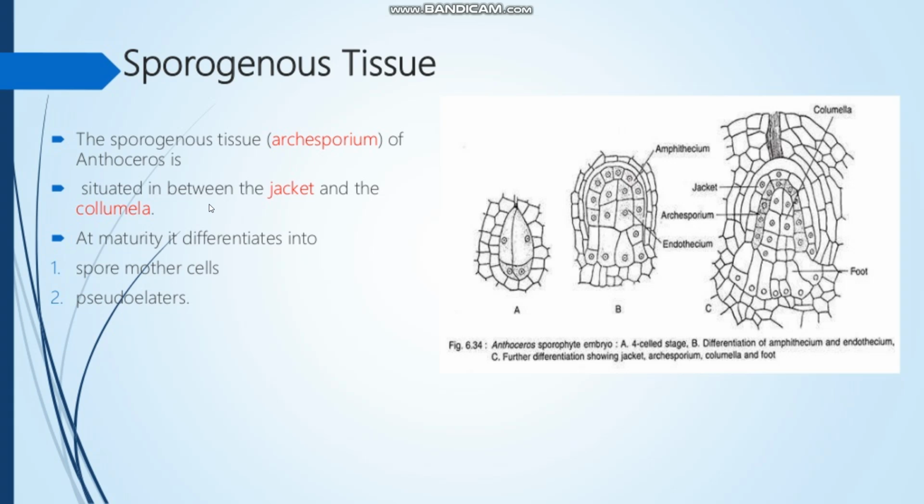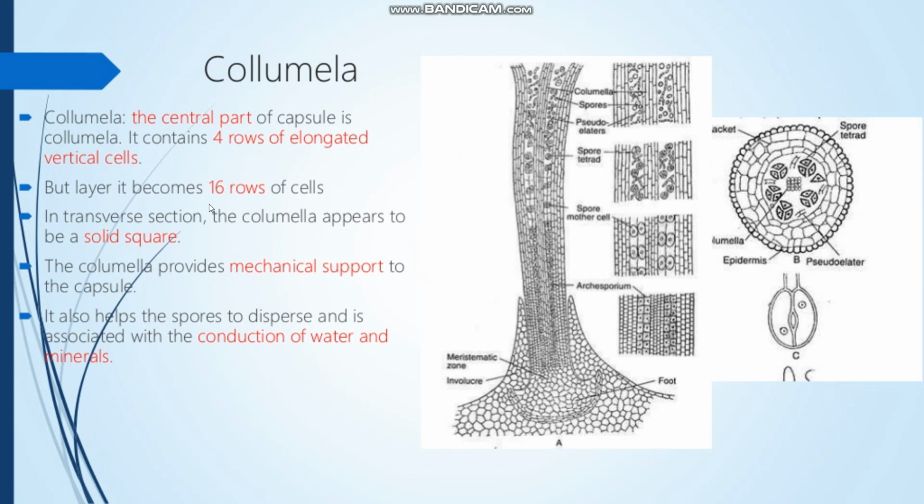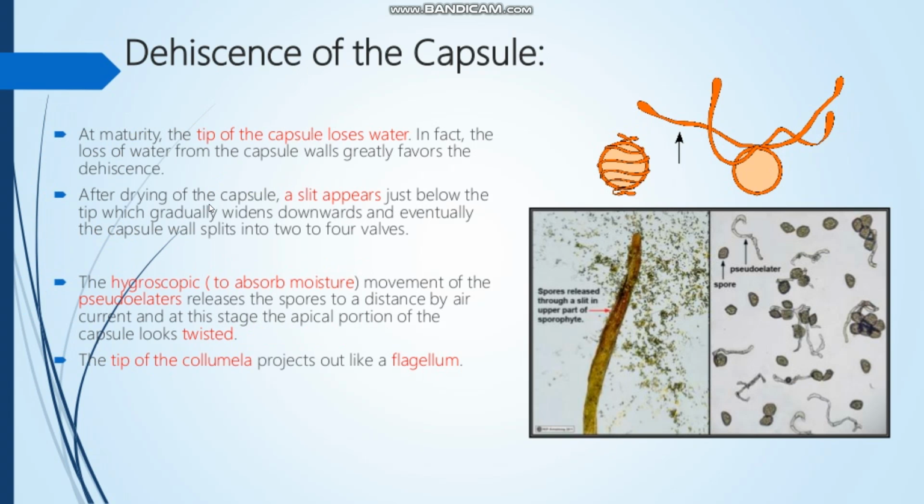Sporogenous tissues. The sporogenous tissue of Anthoceros is situated between the jacket and the columella. At maturity it differentiates into spore mother cells and pseudoelaters. So the columella is basically the central part of the capsule. It contains 4 rows of elongated vertical cells, but later it becomes 16 rows of cells. In transverse section the columella appears as a solid square, and it provides mechanical support to the capsule. It also helps the spores to disperse and is associated with the conduction of water and minerals.